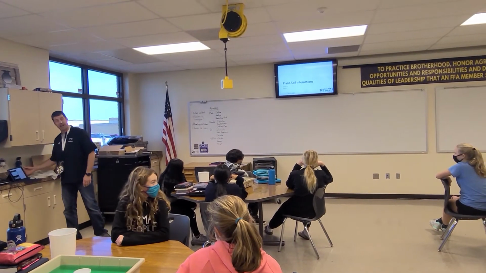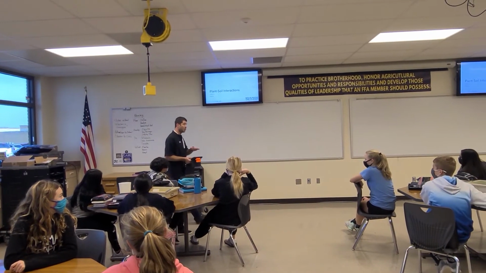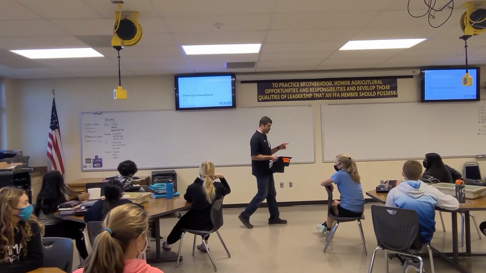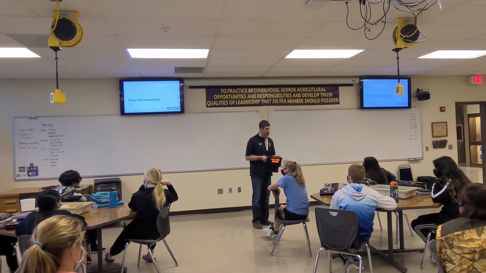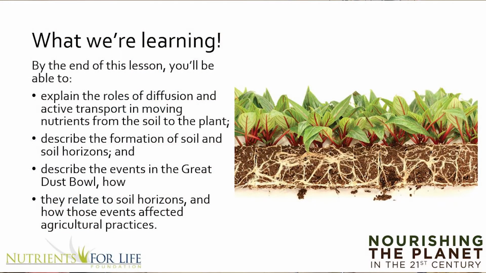When we start looking at this, we can see that there are different things happening in our soil. We've already spent some time looking at nutrients and the different plant accommodations. But what we're really going to be looking at here is explaining the roles of diffusion and active transport in moving nutrients from the soil to the plant. We're also going to talk about the formation of soil and soil horizons.